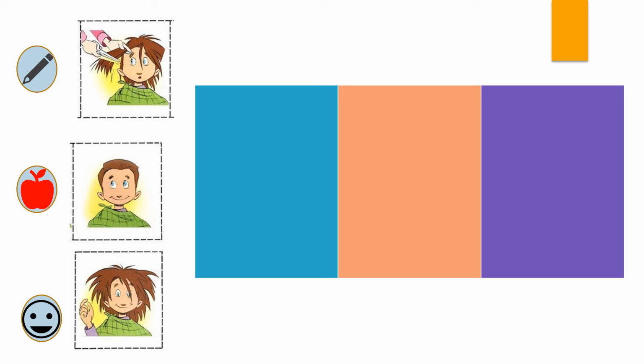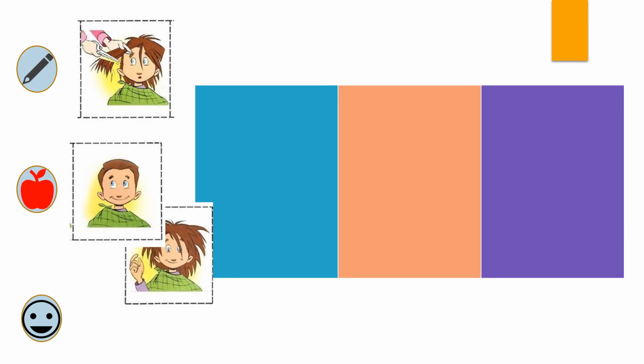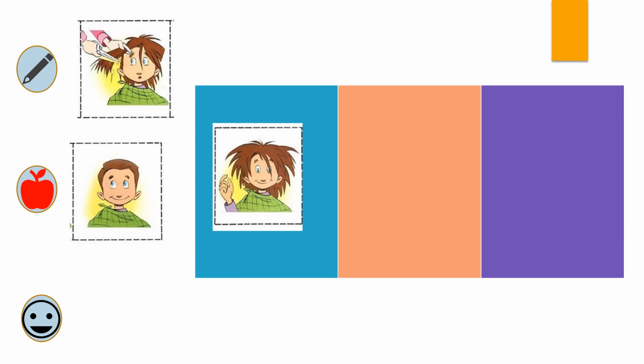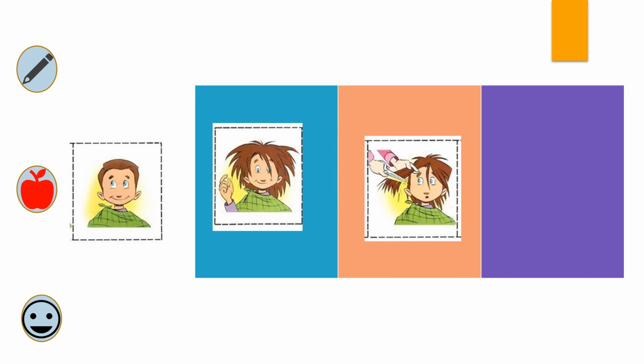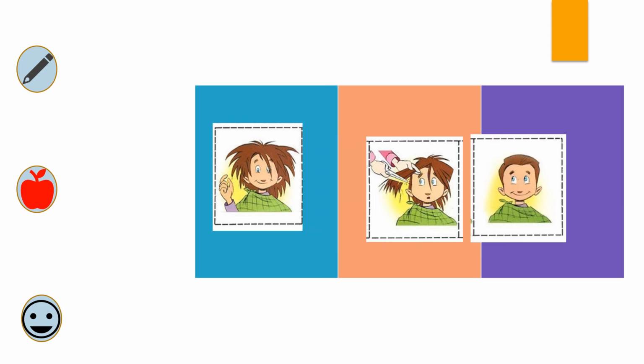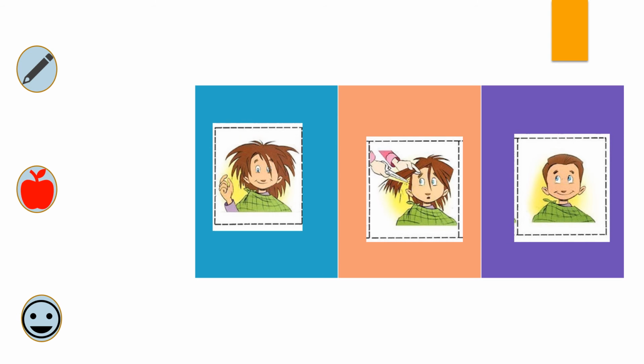Let's try another one. Now we have a boy that needs a haircut. We have to place the sequence in order. What do you think happens first? The pencil, the apple, or the happy face? The happy face happens first. Next, the pencil. And last, the apple. Well done.